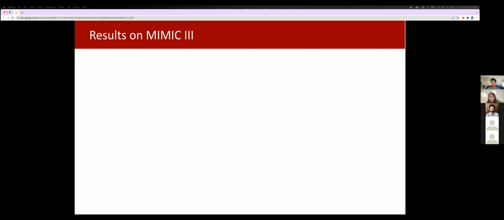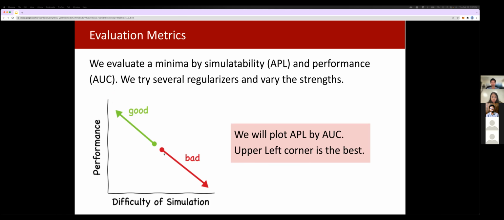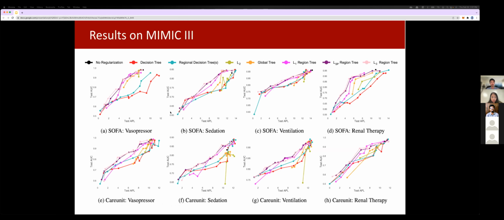Okay, so I'm going to show you a dense slide. Sorry about this up front, but this is basically the main results. Each of these plots are basically on this scale. So let's go over one of them.